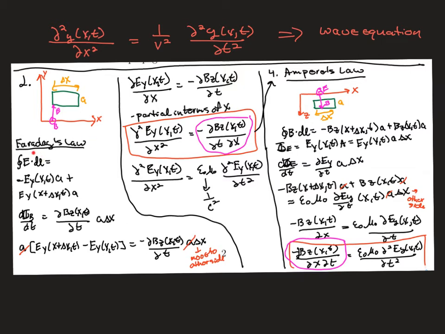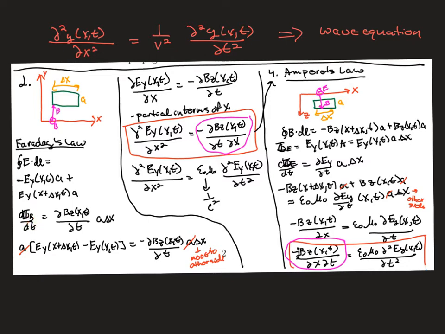So we have Faraday's law. So I've written the integral of E dot dl here. So the integral of E dot dl is going to equal the electric field in the y direction times the side A plus the electric field in the y direction as we've now stepped the wave forward. So x plus delta x at some other time t times A, because the length of this box is not changing.